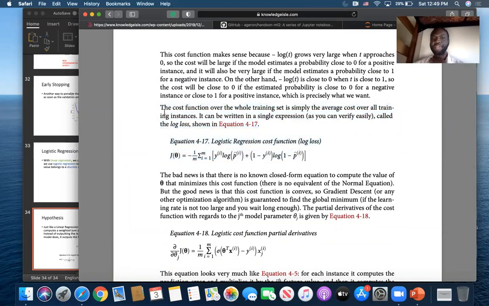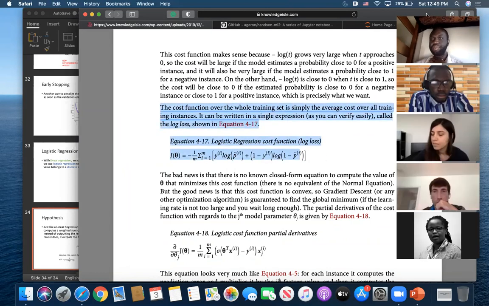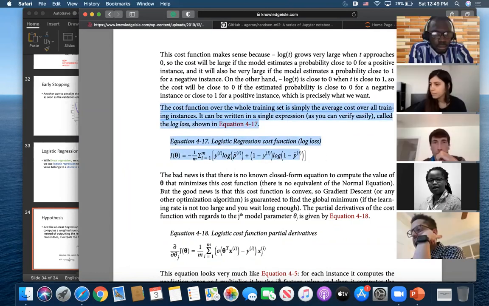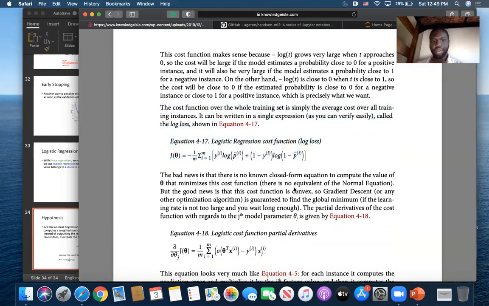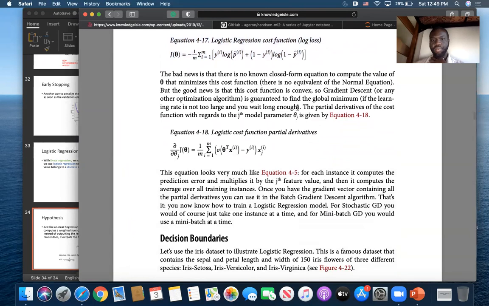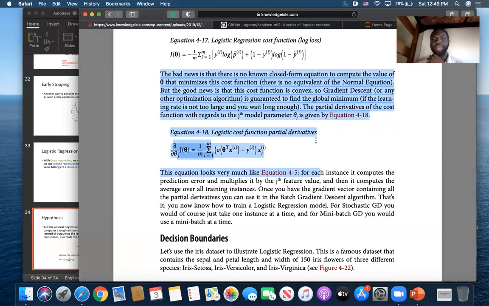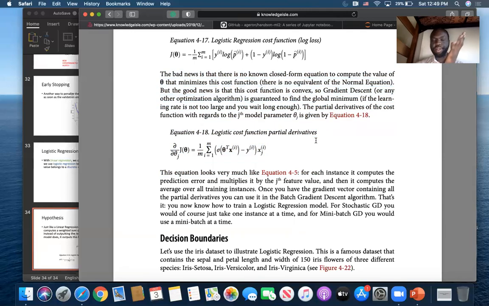Does the cost function make sense to everyone? Yes. And unlike now, he brings up a point here. Unlike linear regression, we can't use the normal equation and get it completely, but we can use gradient descent, the same type of thing that we do.